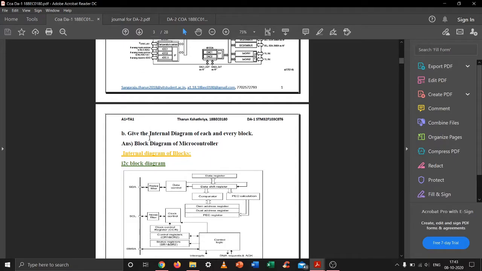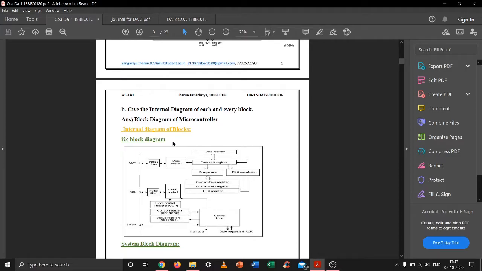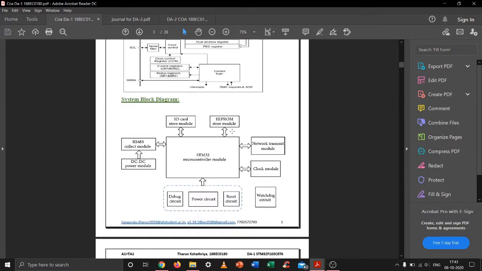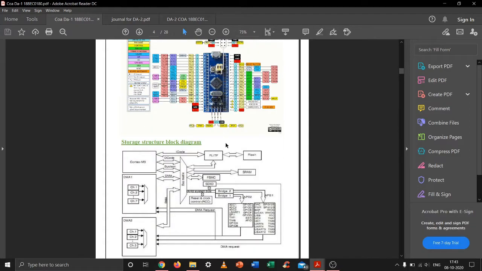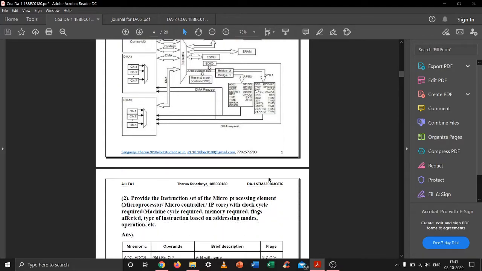And the next, coming to the second part, give the internal diagram of each and every block in the main system. Here, this is the I2C block diagram. This is the system block diagram. This one is the pin diagram. This is the storage structure block diagram. All these block diagrams are present in the main diagram which I already showed at the starting.